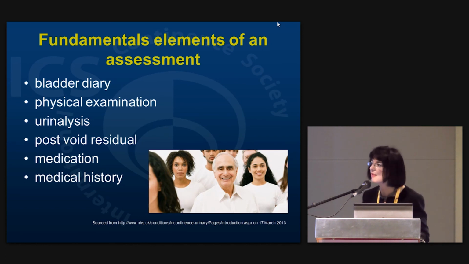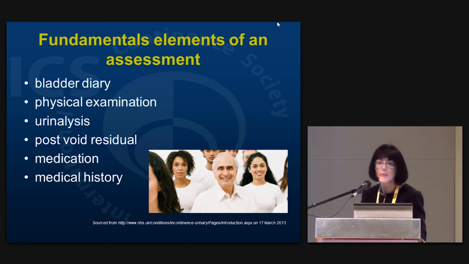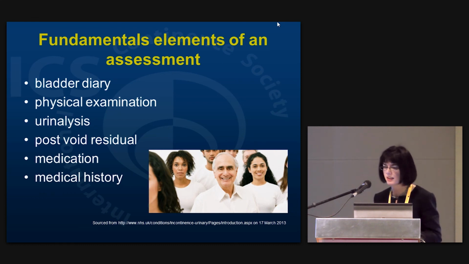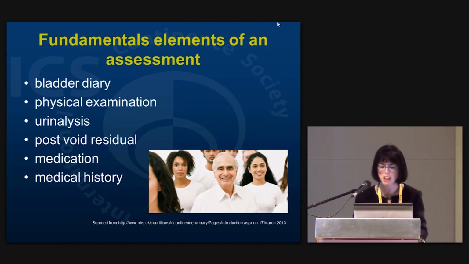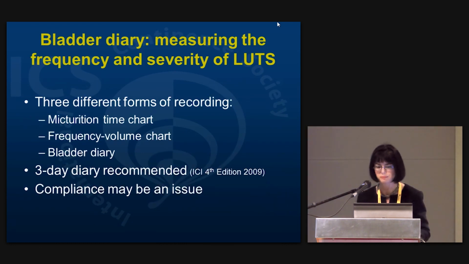So what are some of the fundamental elements of an assessment? There are key parts, and you may think of more. But these, I think, are really important for us. The bladder diary, the physical examination, checking the urine, making sure the bladder's emptying effectively, medication and medical history. And I'll take each one just a little bit in turn.